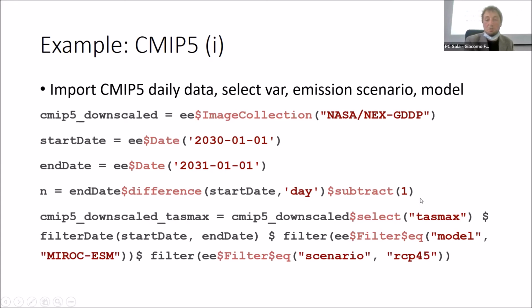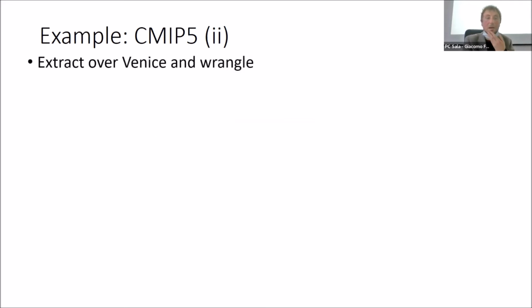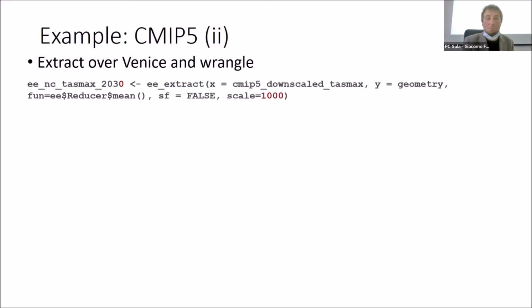So here we are loading the TASMAX variable, which is the maximum temperature. We're loading this MIROC ESM climate model output, and we are loading the scenario RCP 4.5, which is one of the different climate change emission scenarios that have been developed. And then, as we did for the precipitation data, we use the EE extract function to process the data over the geometry of Venice using the mean reducer.